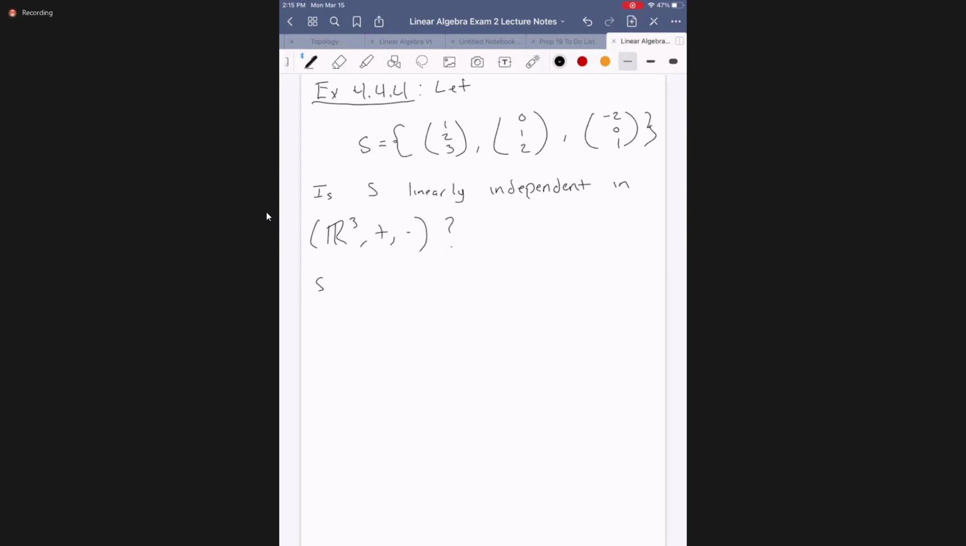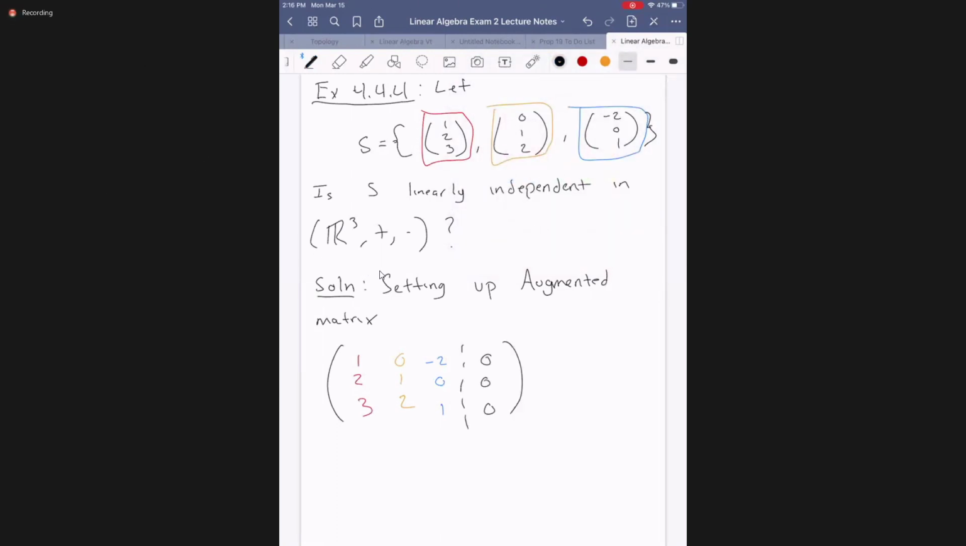Well, solution: when you have your standard vector space in Rn, all you have to do is take these vectors and set up an augmented matrix, and then check: 1, 2, 3, 0, 1, 2, minus 2, 0, 1, and then the zeros go on the right side, right? So RREF this.